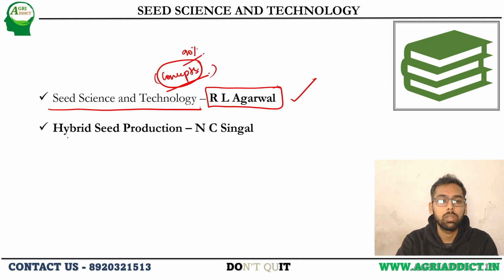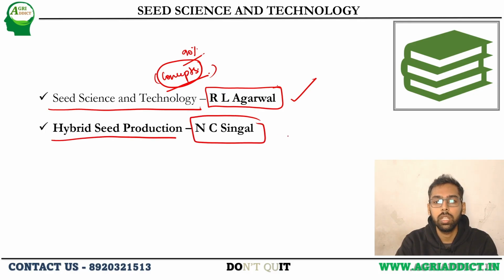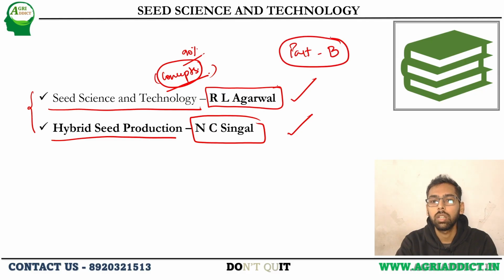Along with that, you can also refer to Hybrid Seed Production by N.C. Singhal. This is also a very important book. So do refer to the N.C. Singhal book. These are the two different books which you need to read to cover the seed science and technology portion. All the questions for seed science and technology will appear in Part B, which consists of 50 multiple choice questions of genetics, seed science and technology, as well as PGR.